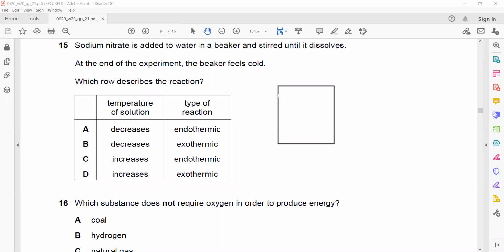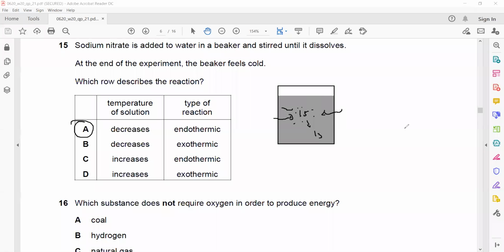For example, you have a container and the reaction takes place inside the container. Originally it was example 15, now it becomes 13. The temperature decreases. If the temperature of the container decreases, it means the reactant particles inside the container take energy. So what happened to the temperature of the solution? That is decreasing, and the type of reaction is endothermic, not exothermic. If it was exothermic, the beaker should feel warmer. Because it's an endothermic reaction, it shows that it is taking energy. The particles are taking energy from the surroundings.